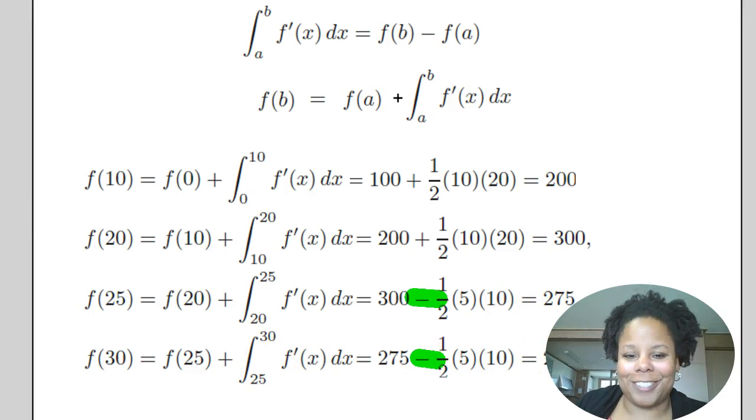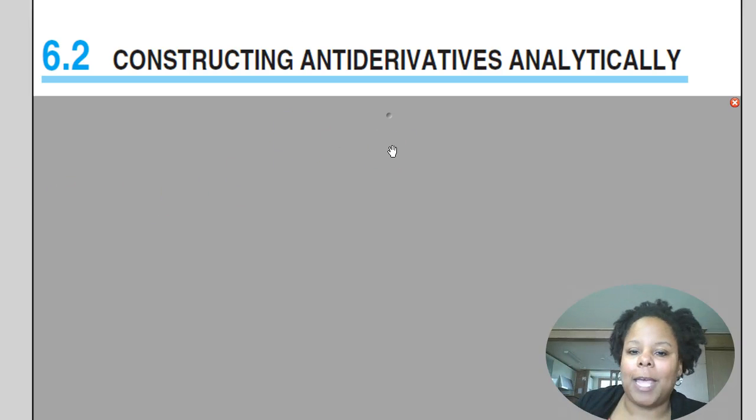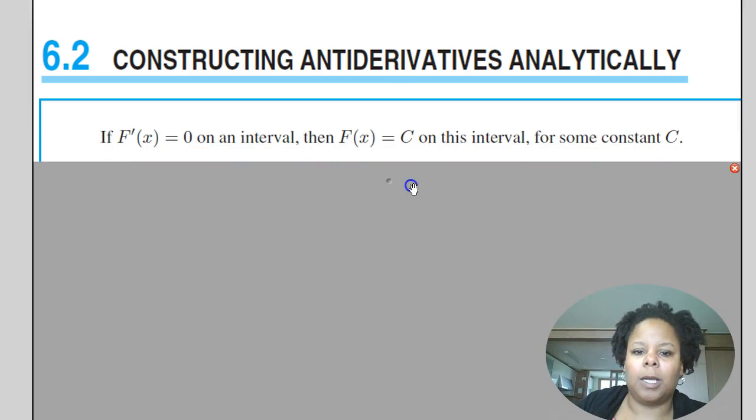All right, let's move on to the next section, which will be a lot quicker. Constructing antiderivatives analytically, okay? And we've already been doing that, so this is just going to be a way to summarize what we've done as well as add on some other tools.